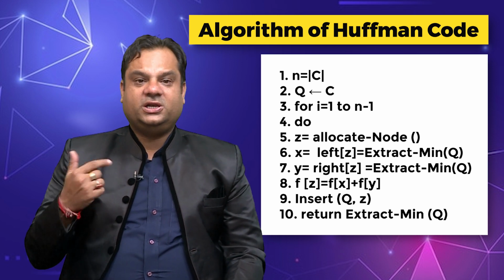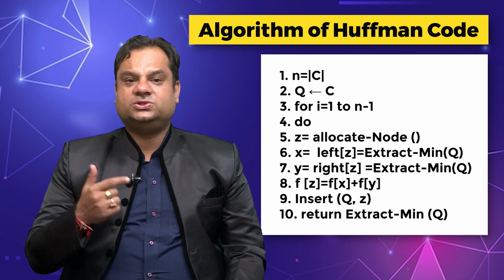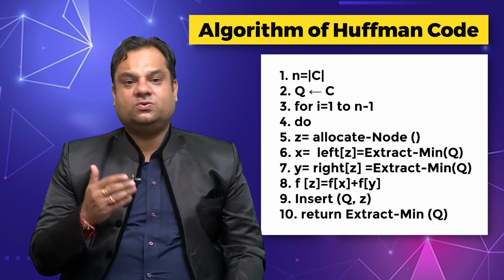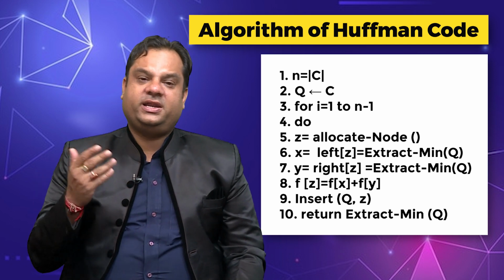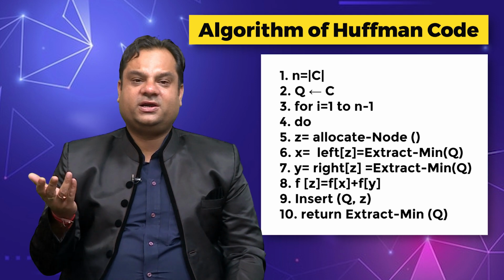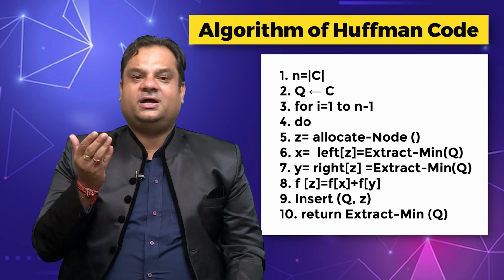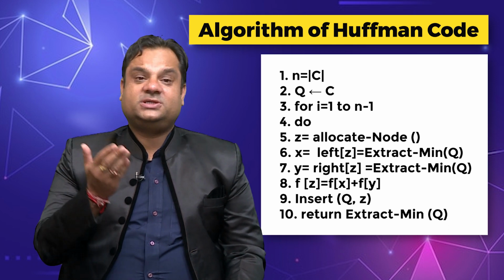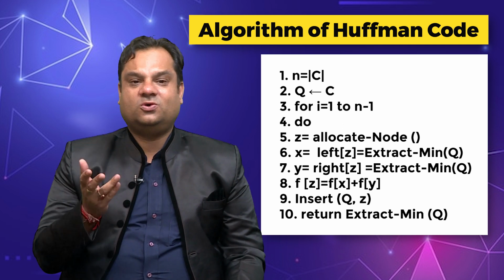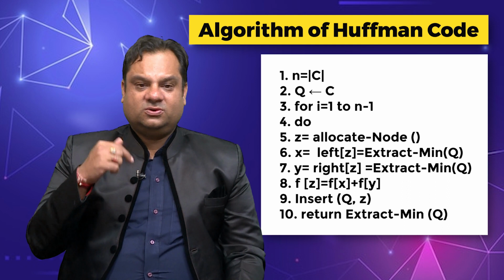To start with the loop, you take another variable i equal to 1, and you apply a for loop for i equal to 1 to n minus 1, as you know how many characters you require. Suppose you have 5 characters, where C means the number of characters. So 5 characters means n minus 1, that is 4. So starting with the loop, what do you do?